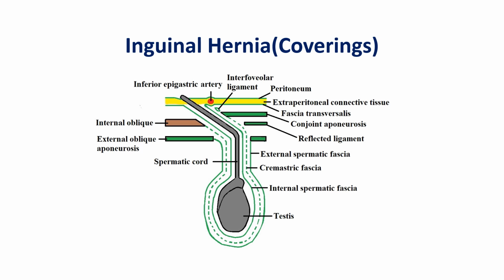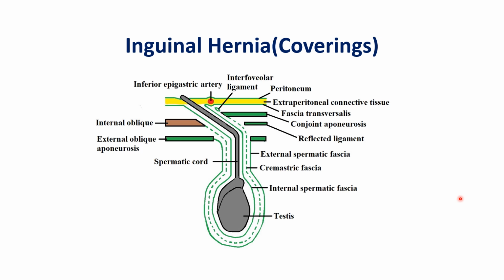Now what is the indirect inguinal hernia? Indirect inguinal hernia takes place lateral to the inferior epigastric artery through the deep inguinal ring. The contents pass through the deep inguinal ring through the inguinal canal, and come out through the superficial inguinal ring. So this type of inguinal hernia is common in children and young adults, and it is due to increased intra-abdominal pressure. In such a case, we call it acquired indirect inguinal hernia.